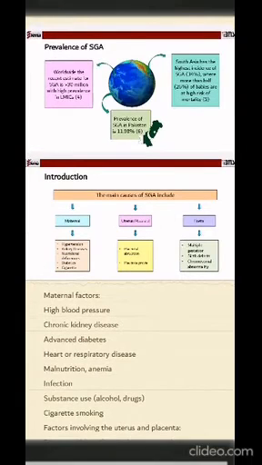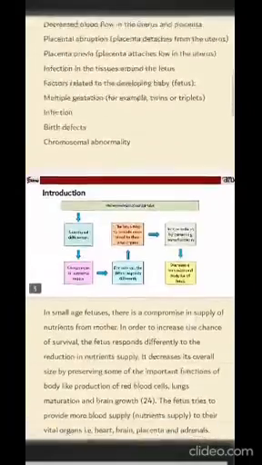The main causes of SGA include maternal, uterine or placental, and fetal. The maternal causes can be hypertension, kidney disorders, nutritional deficiencies, diabetes, and cigarette smoking. The uterine or placental disorders are placental abruption and placenta previa. The fetal disorders include multiple gestation, birth defects, and chromosomal abnormalities.